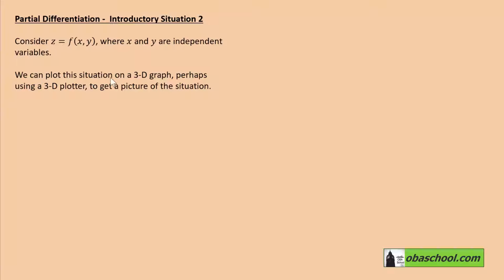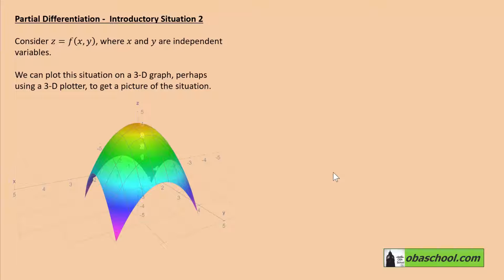We can plot this situation on a 3D graph, perhaps using a 3D plotter. I found one online to get a picture of the situation. So, for example, the 3D plotter has produced a graph like this. The function I used here was z equals negative x squared plus y squared, plus 4.